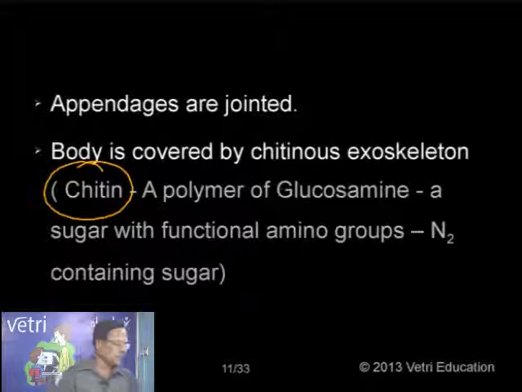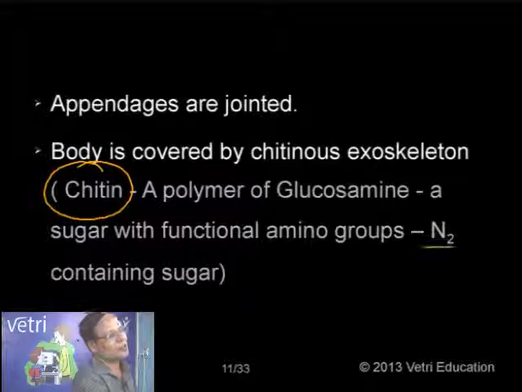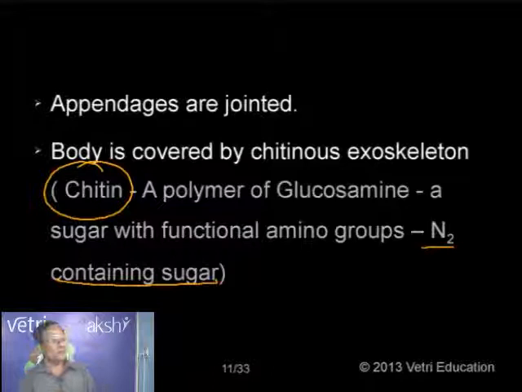The same is also found, for example, in peptidoglycan in the case of bacteria. The cell wall is made up of peptidoglycan, which is also made up of acetylglucosamine. This chitin is also an acetylglucosamine, a heteropolymer, a heteropolysaccharide, having the functional amino group. That question also came this year in the NEET question paper: chitin contains either sulfur or nitrogen or phosphate. It is a nitrogen containing sugar because it contains a functional amino group, that is why it is called a nitrogen containing sugar.